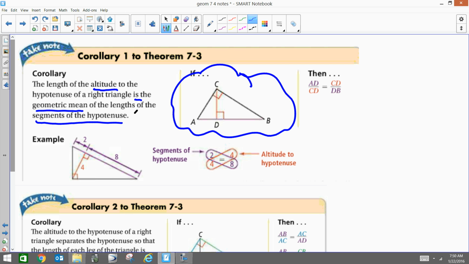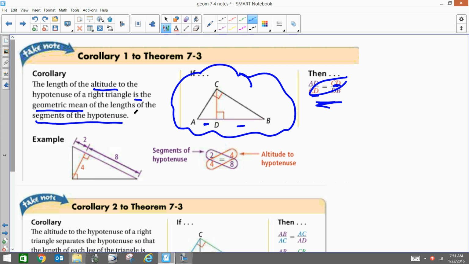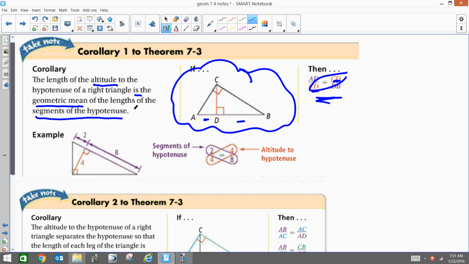So if you look, here's your altitude. So see where we put the CD. CD is the geometric mean, so it goes in the mean piece. All right, and then if it's the geometric mean between the segments of the hypotenuse, look at the segments of the hypotenuse, which is AD and DB. They complete the theorem. Okay?